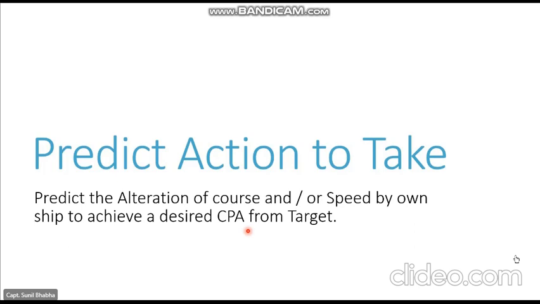The possibilities could be, to give you an example, alteration of course to starboard. Another possibility could be alteration of course to port. And the third possibility could be increase or decrease of the speed. So we have to find out what all possibilities are there. And later on, we have to evaluate, as per the rules of the road, collision avoidance rules, which out of these possibilities is the most appropriate in compliance with the rules?